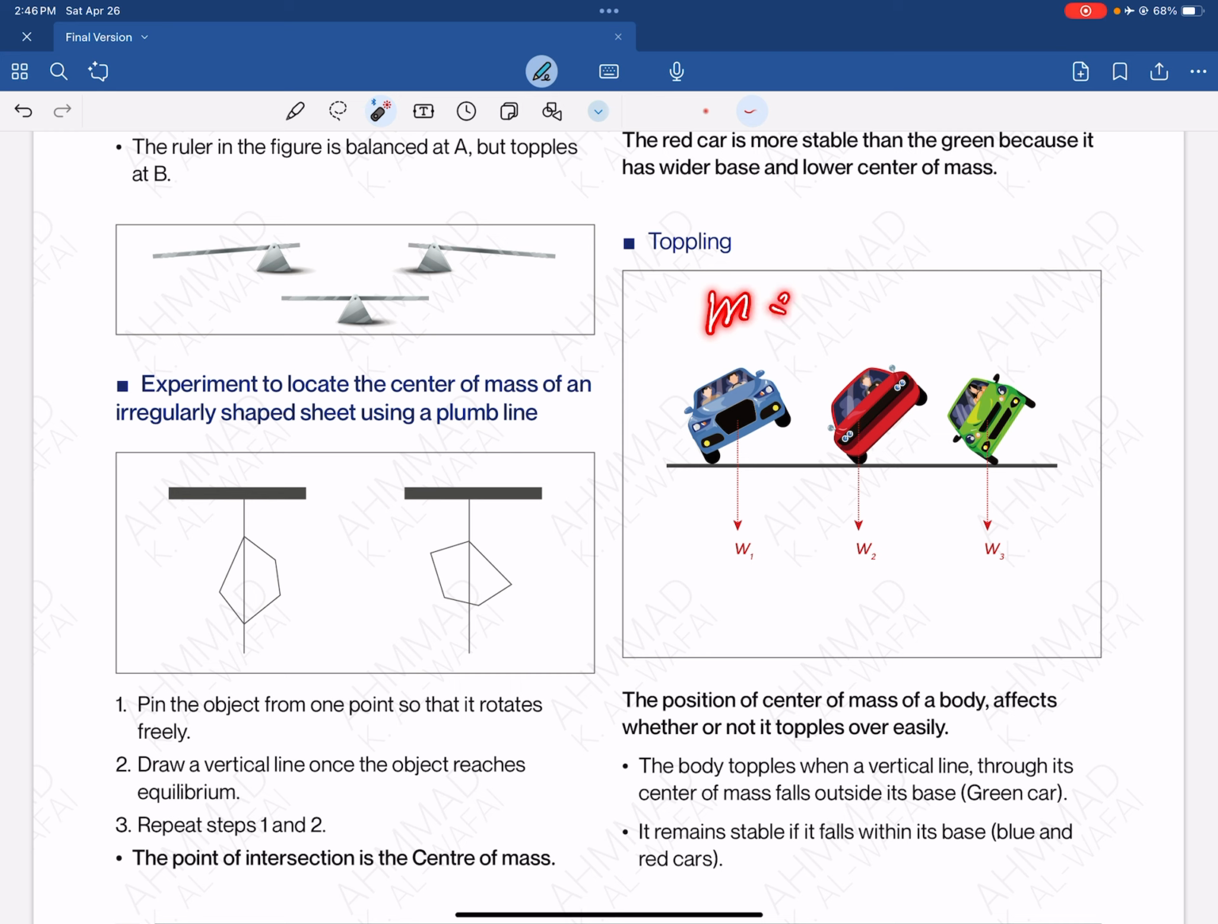Turning effect is equal to the force multiplied by the distance perpendicular to the force. As you could see, we did this here and we did this in this part. When the distance was 0, the turning effect was 0, so the car didn't turn or anything.